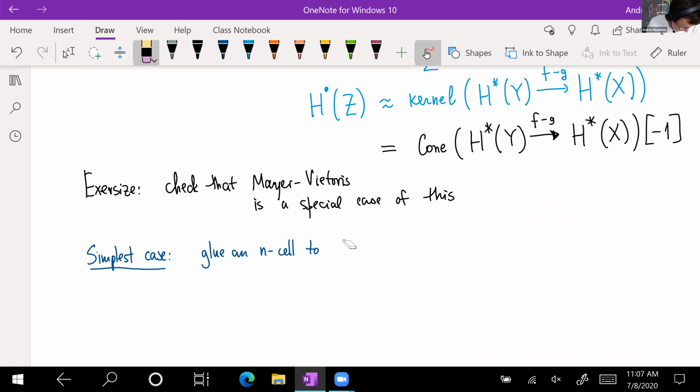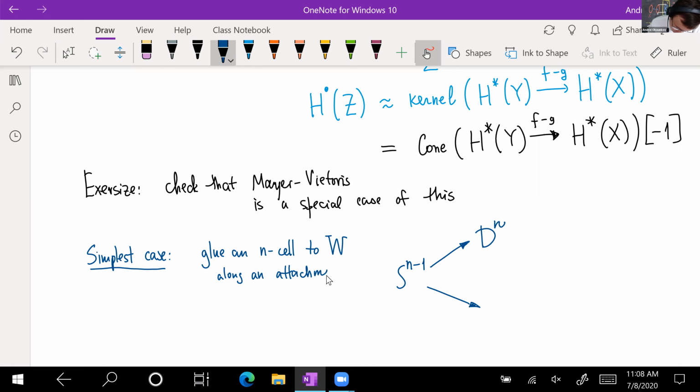So as X, we take the n minus one dimensional sphere, that's our X. And I have a map that embeds it as the boundary of the n dimensional disk, and I have some map, whatever, this is glued along an attachment map F to some W. And so the result of this gluing is the colimit of this diagram, which means just a pushout.